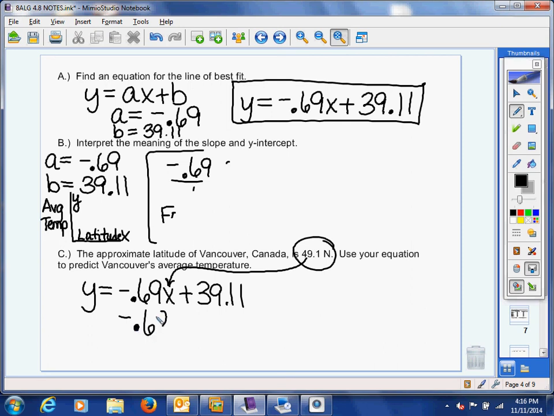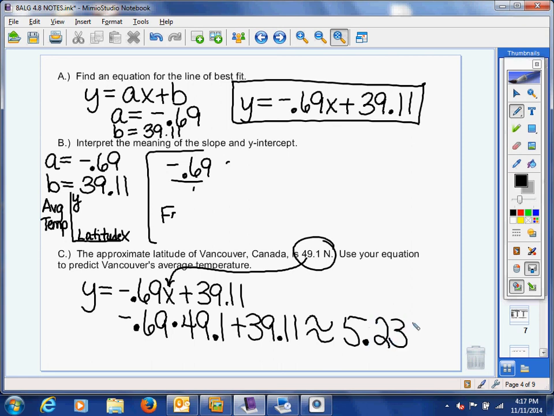So this number is going to get plugged in to the calculator. So in your calculator, this is what you're going to do. And I'm just going to write it out for you. And then I want you to take your calculator. You should already have it. And let's calculate that together. So negative 0.69 times 49.1 plus 39.11. And that's going to give us an average temperature of approximately 5.231. And you can just leave it as 5.23 if you'd like.